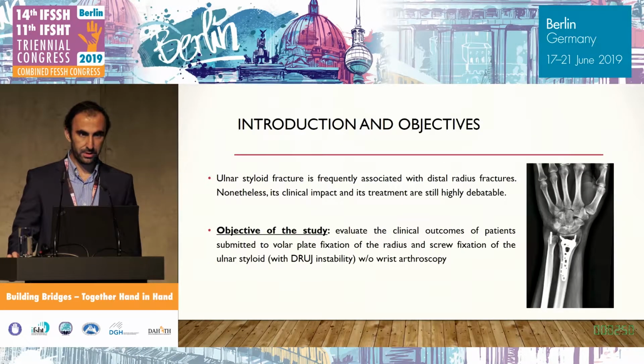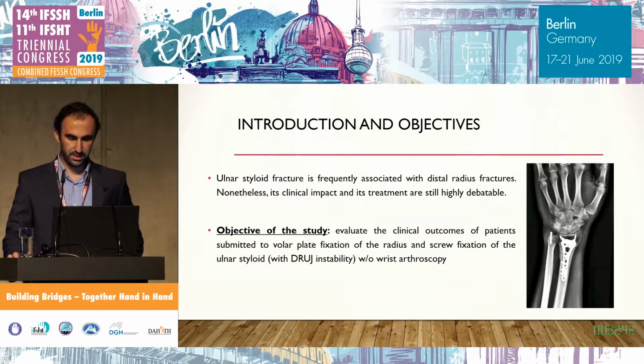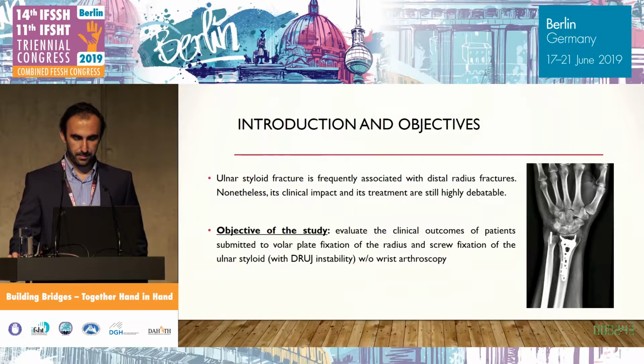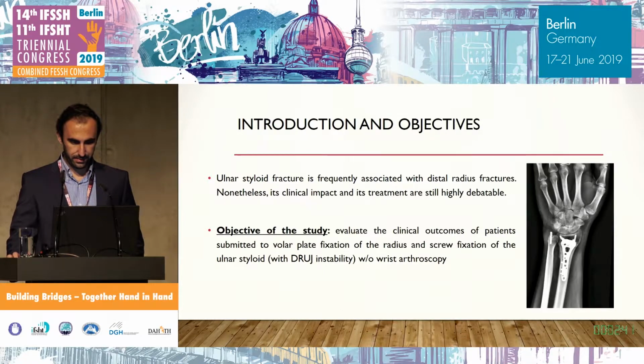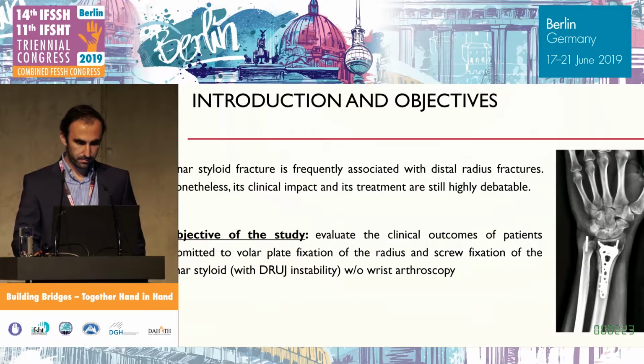Ulnar styloid fracture, as we all know, is frequently associated with distal radius fractures. Nonetheless, its clinical impact and its treatment are still very debated. So the objective of this study was to evaluate the outcomes of patients submitted to volar plate fixation of the distal radius fracture and screw fixation of the ulnar styloid when there is DRUJ instability, with or without wrist arthroscopy, depending on the type of distal radius fracture.